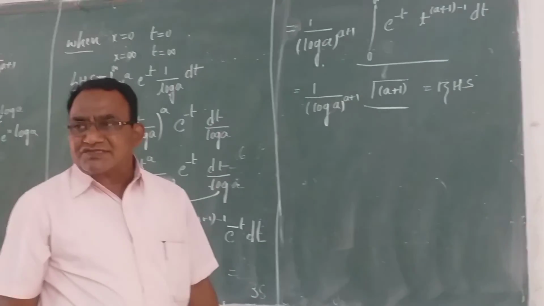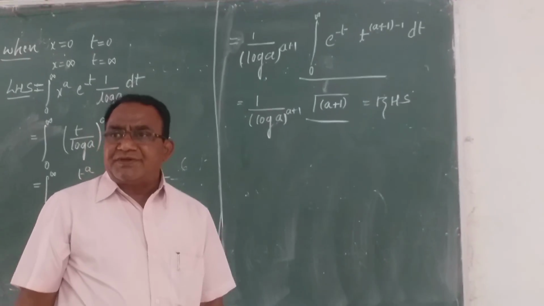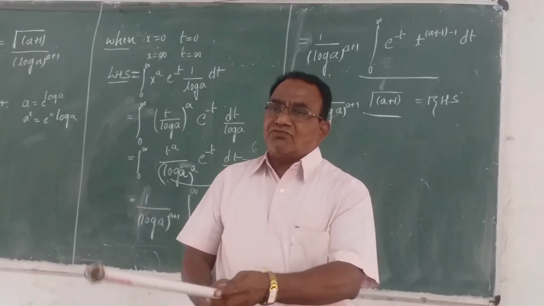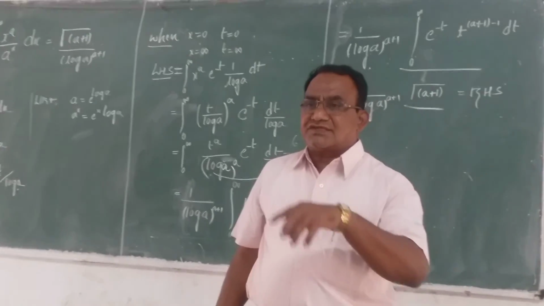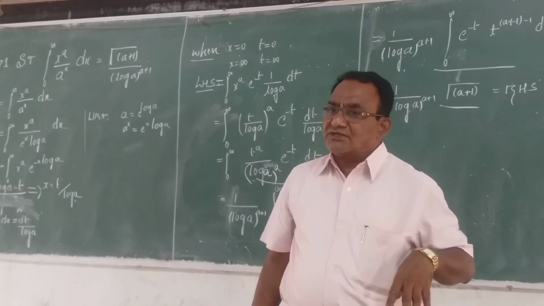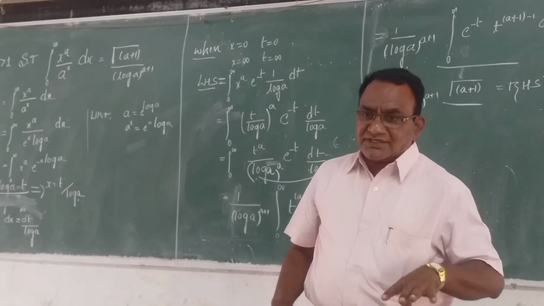Okay, with this your beta and gamma functions are over. There is only one thing left, that is the duplication formula. Let us go to that in your next class itself. Okay, thank you.